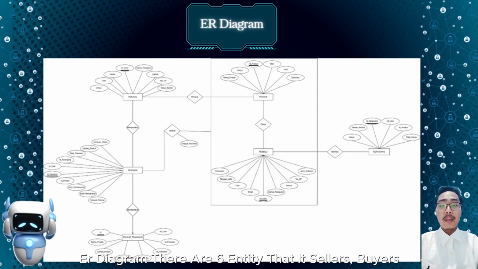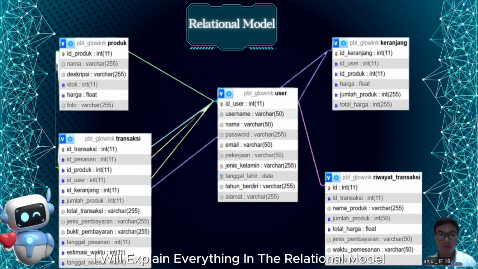ER diagram. There are six entities, that is sellers, buyers, products, orders, transaction history, and cart transaction. Each entity is connected by aggregation. Here I will explain everything in the relation model.